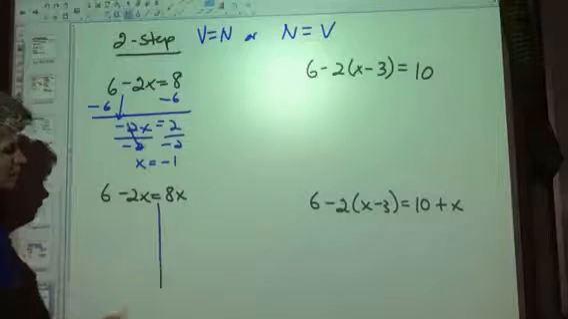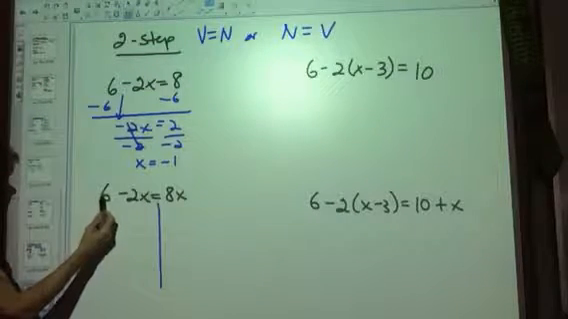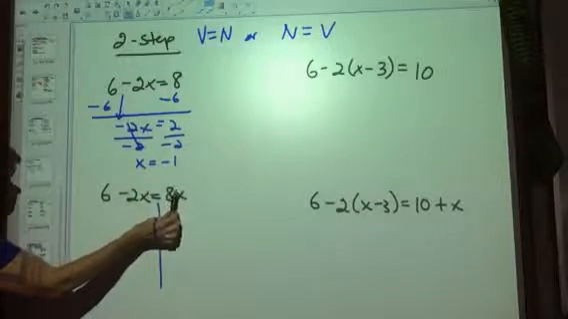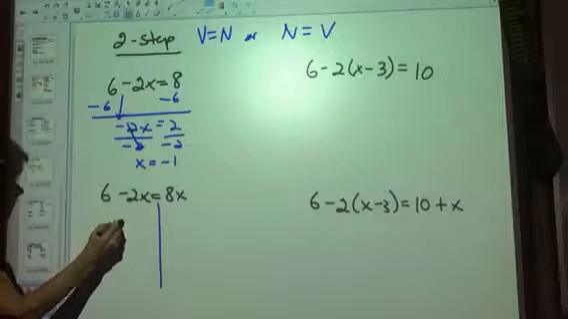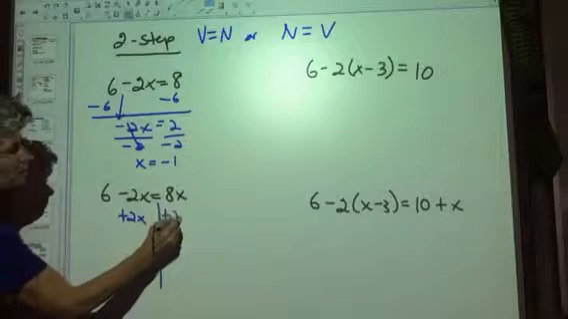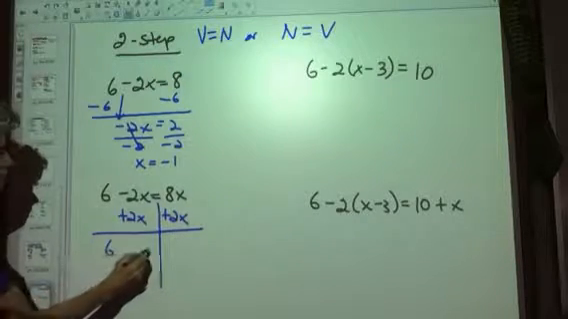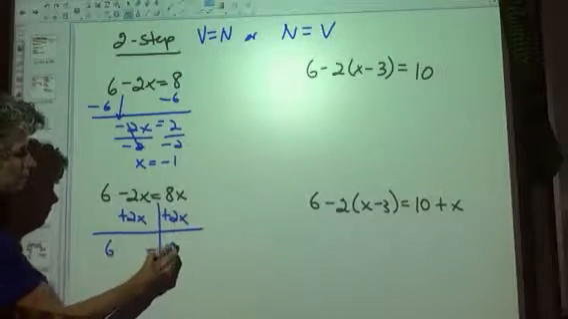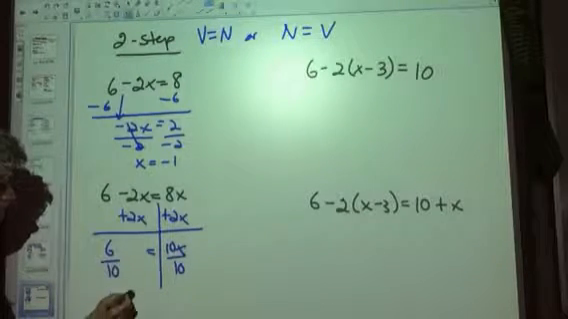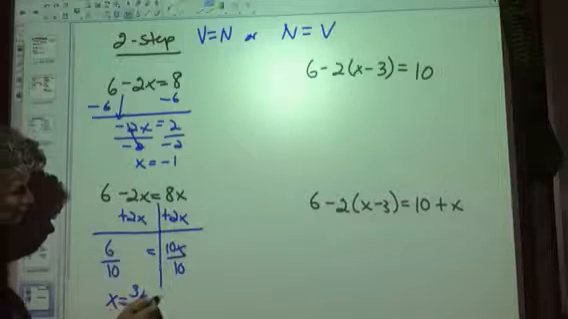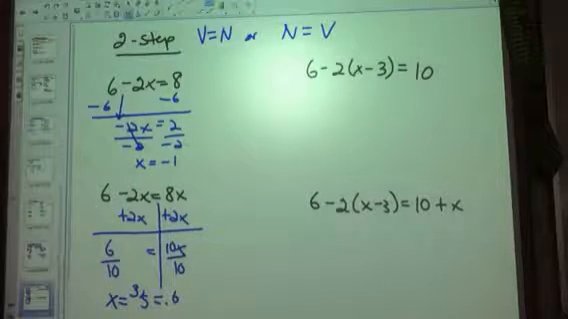Again, you want to keep that line in mind. Here, I've got a number here, a variable, and a variable. So this is going to be my variable side and my number side. So this is in the wrong place. So I can add a 2x to each side. And then divide by 10. So you could write that as 3/5. You could write it as 0.6. Don't leave it as 6/10 though.